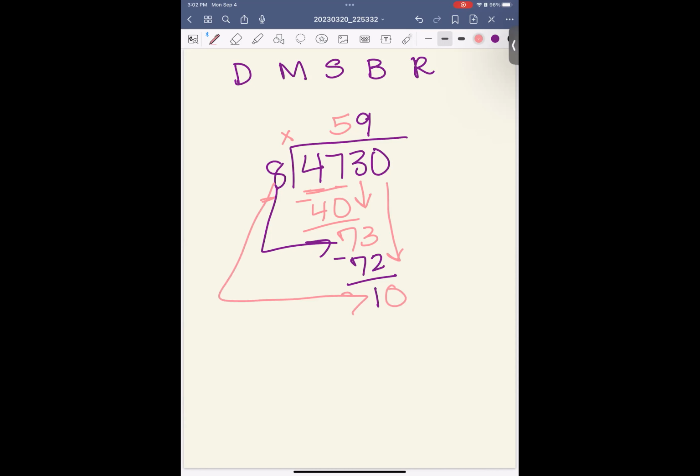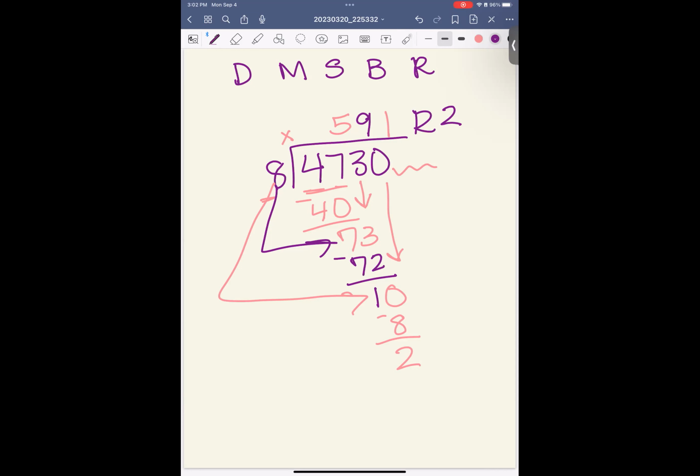How many groups of 8 can I take out of 10? 1, because 1 times 8 is 8. Subtract. 10 minus 8 is 2. Is 2 less than 8? Yep, that's great. Anything left to bring down? No, this is our remainder. We have a remainder of 2.